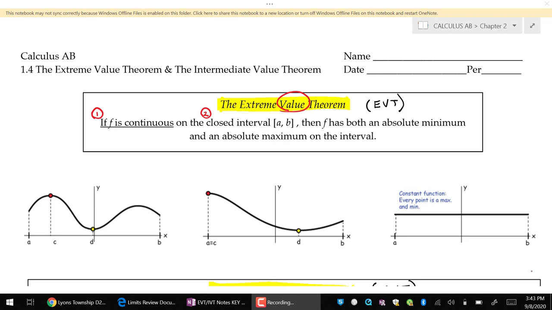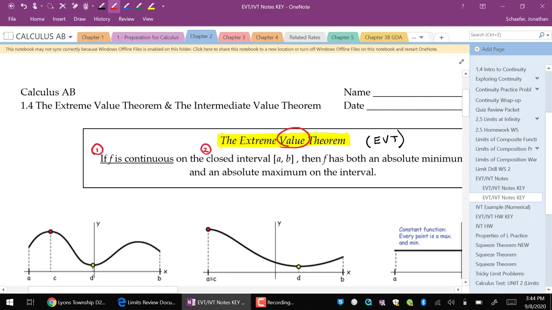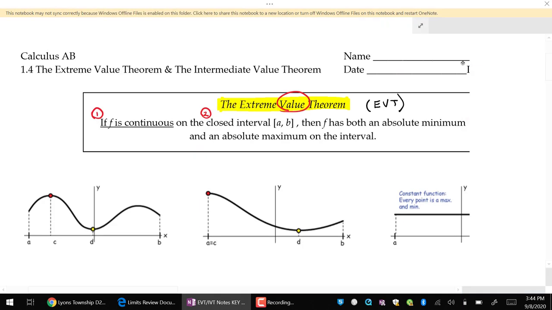closed interval, and those are the two prerequisites, continuous on a closed interval, then the conclusion is that f must have an absolute maximum and an absolute minimum. Here are some examples for you. Notice that the pictures here are closed from A to B. The red dot on the left picture and on the center picture are showing you the absolute maximum values, where the yellow dots are showing you the absolute minimum values.